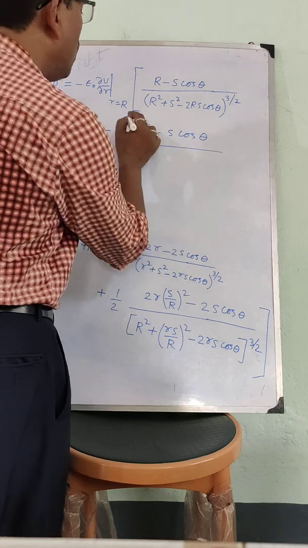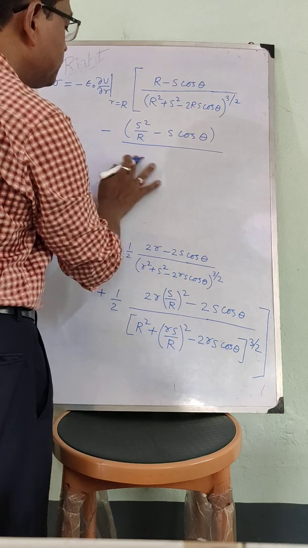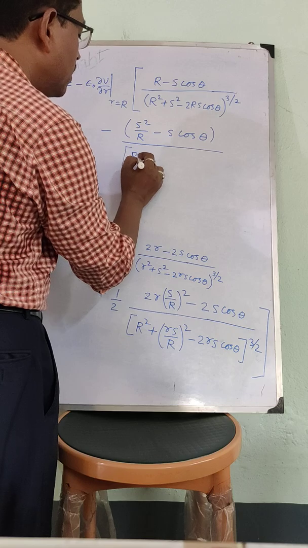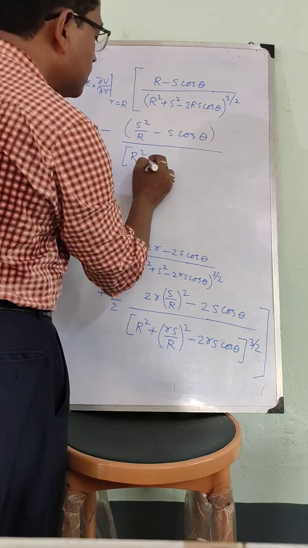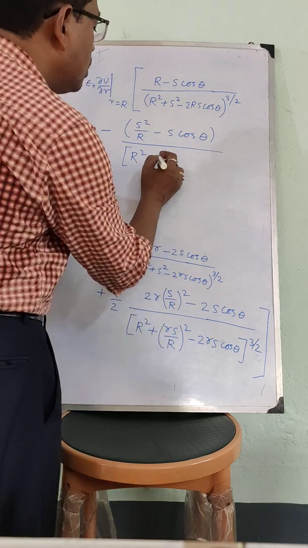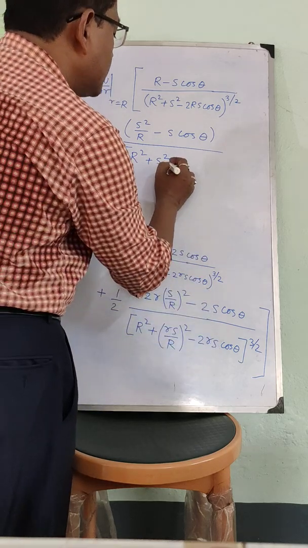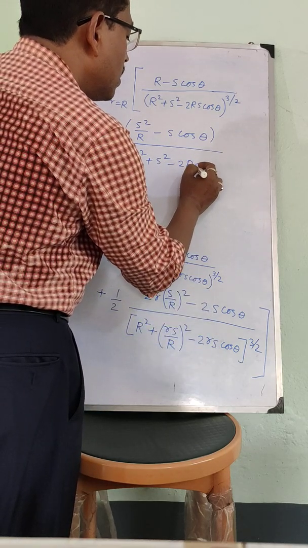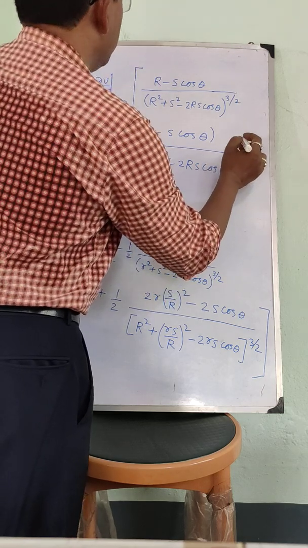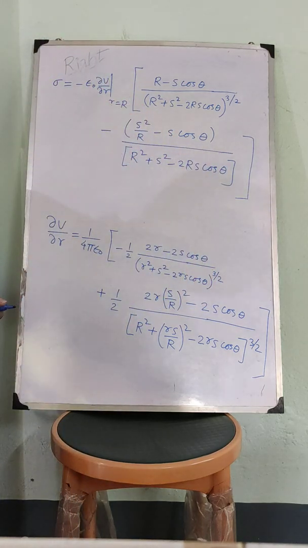So this divided by r square plus, now if you put capital R here, this R will cancel, so I will have s square minus 2 capital Rs cos theta. So bracket close. Okay, now I will simplify this.